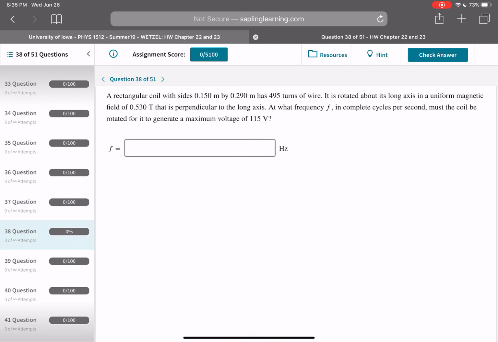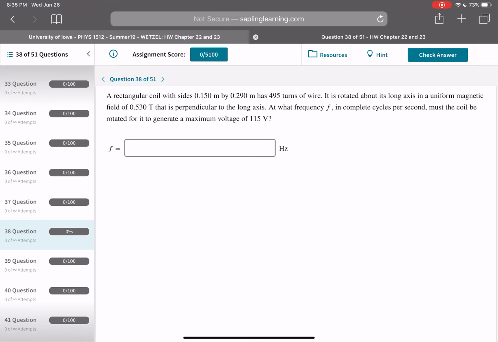Okay, you've got a rectangular coil with sides, so there's an area, and you've got N turns there. If it's rotated about a long axis in a uniform magnetic field of 0.53 Tesla, at what frequency in complete cycles per second must the coil be rotated for it to generate a maximum voltage of 1.15 volts?